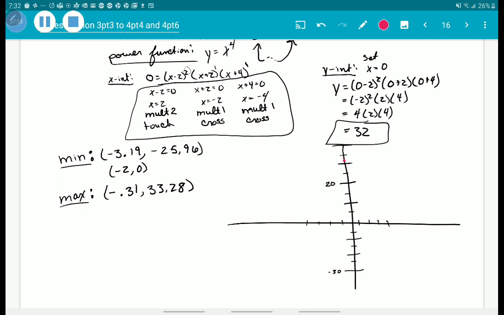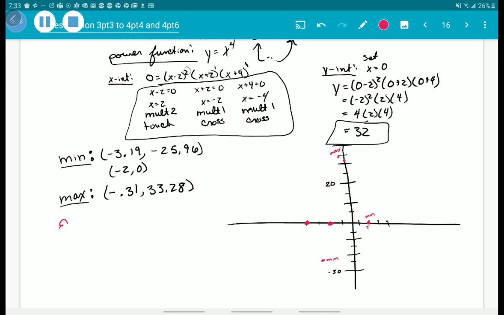We have an x-intercept at positive 2 here. Okay, notice it's going to touch here. And then we have an x-intercept at negative 2 and then another one at negative 4. We had a minimum at negative 2, 0. So this guy was a minimum. At negative 3, negative 25-ish, we're going to have a minimum. And then we have a maximum at negative 0.31 and 33.